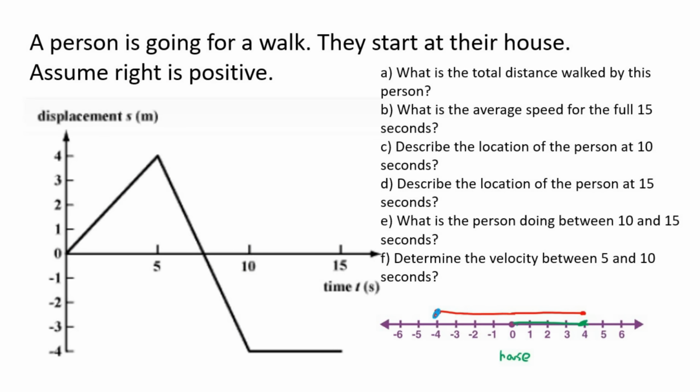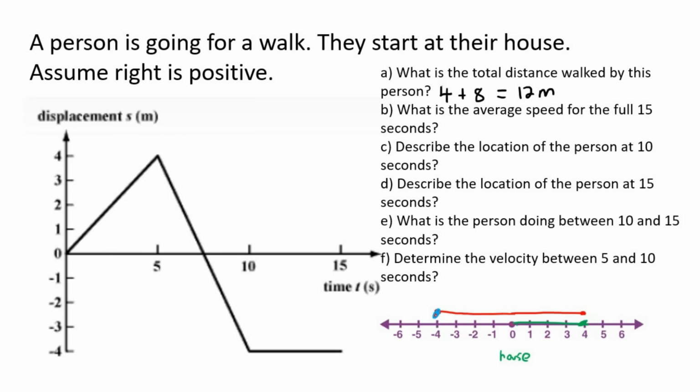So the first question says, what is the total distance walked by this person? Well, we've looked at these before. We know that we've walked 4 meters over here. So that's 4 meters. And then we walked a total of 8 meters over here because we went all the way from 4 to -4. So that's 8 meters. So it was 4 meters plus 8 meters, and that'll be a total of 12 meters.